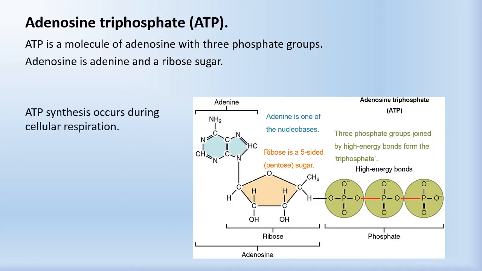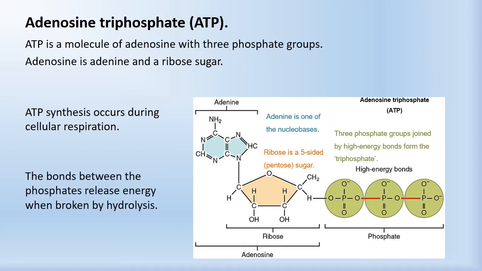The process of oxidation binds the phosphate groups to adenosine with high energy bonds, and this happens during cellular respiration. When the bonds are broken by the addition of water, known as hydrolysis, energy is released for cellular activities.